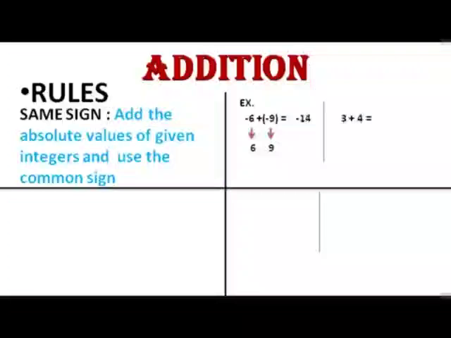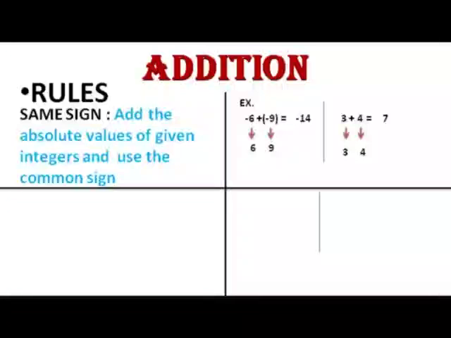Again, 3 plus 4. Both the integers have the same sign, that is plus. Now we add the absolute values. The absolute values are 3 and 4 respectively. Therefore, the answer is 7.